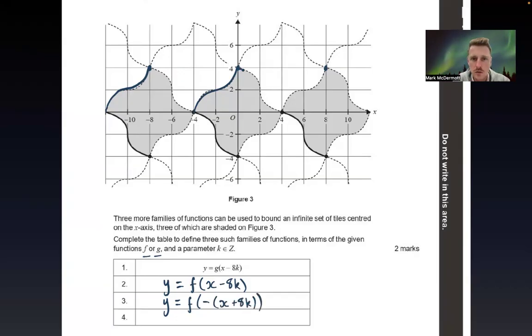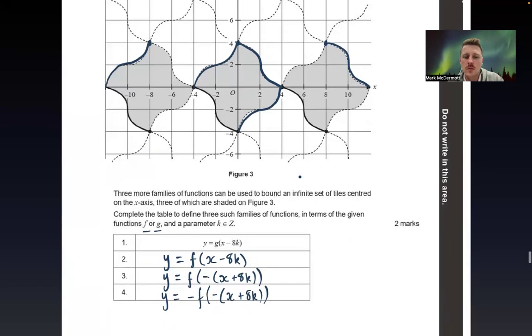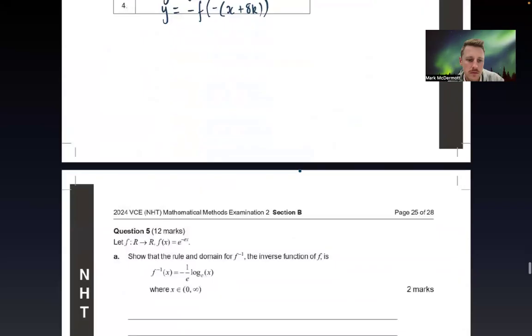Because I think that would give me a reflection across the y-axis of f. And then plus or minus 8k would get me to all the other ones. They'd get me to this one and all the other ones. And if I reflected it across both axes, I would get negative f of negative x plus 8k. And that would give me all these ones. So I reckon that's hopefully an acceptable answer. Let me know what you think.